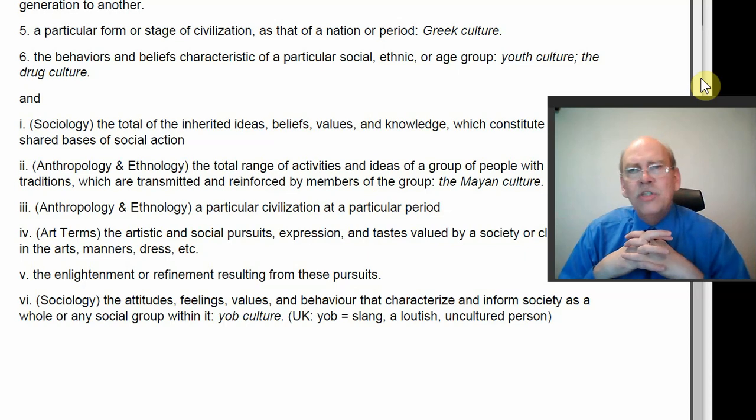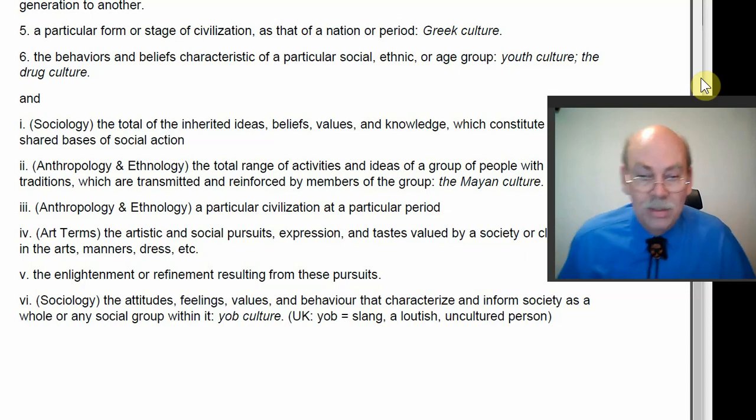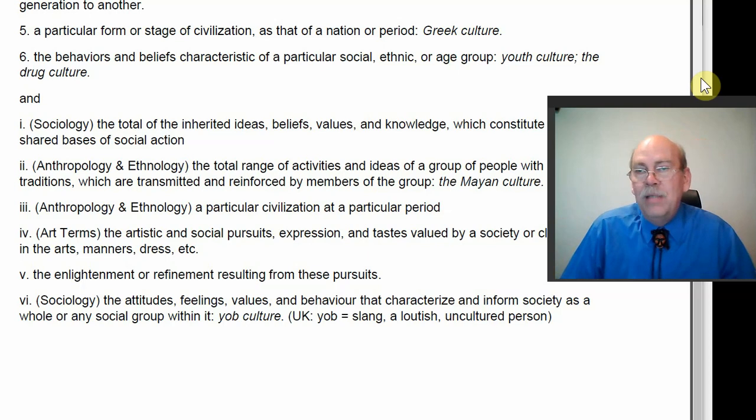I think I heard somebody say it a long time ago, and I knew that I didn't know what Yob is. But now I know that in the UK, when you say someone's a Yob, it means they have no culture, no manners. Okay, they're a lout. They behave with no manners.